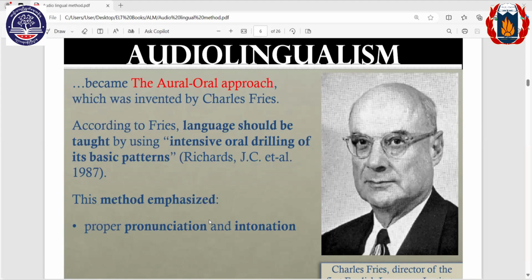You can substitute the words. So from the teacher's side, need to give proper pronunciation and intonation, as well as for the students, they need to produce correct pronunciation and intonation.